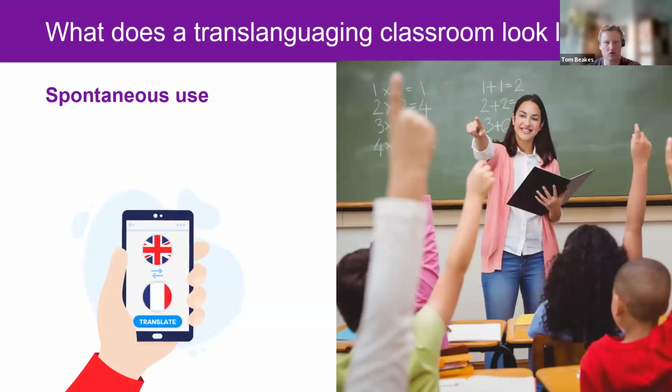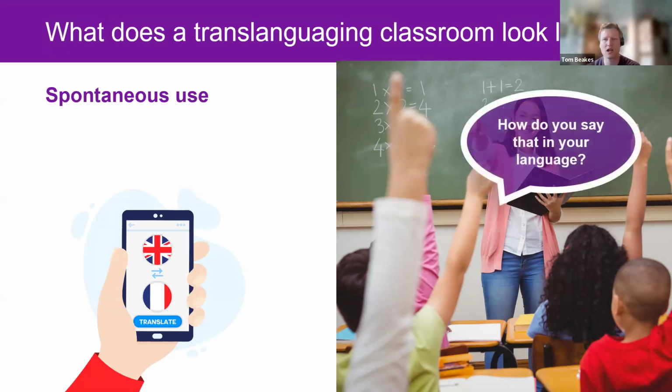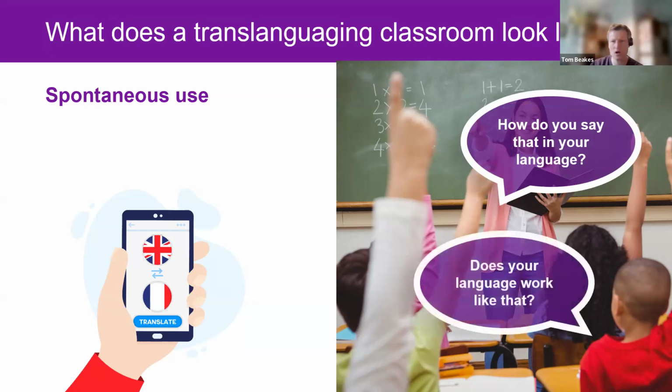Other ways that spontaneous translanguaging might manifest in your classroom are things like clarifying instructions or explanations. This could be from a teacher or from students. On-the-spot translation. So obviously with devices now, we do a lot of things with online translation tools or things like Google Lens. It could be making spontaneous cross-linguistic comparisons or cultural and personal connections. So just asking questions like, how do you say that in your language? Or does your language work like that? Building those connections and awareness of the similarities and differences between each other's languages.